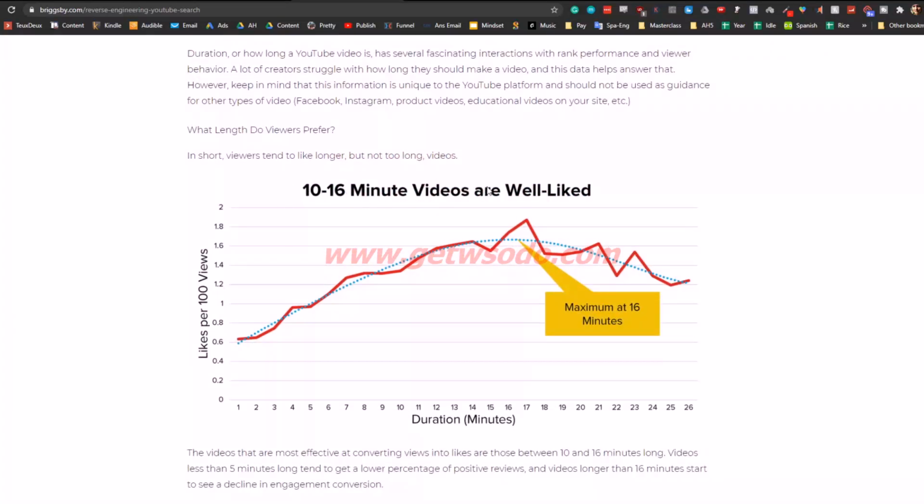Also, when it comes to the minutes, I love that they have 16 minutes as pretty much the best. 16 minutes is one of those things where, okay, it's not too long, where I feel like it would drag on way too long, and it's not too short to where it doesn't really drive that much watch time. But anywhere between 10, as you can see here, this is 10 minutes, and this is like 18 minutes, that is the sweet spot right on the top here.